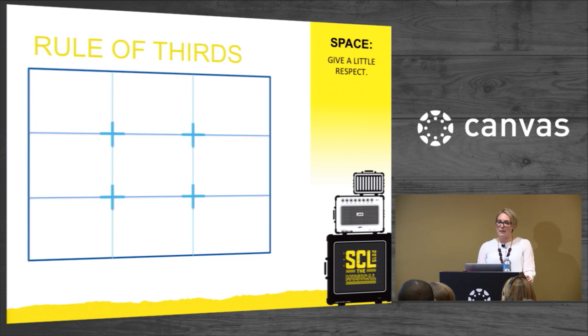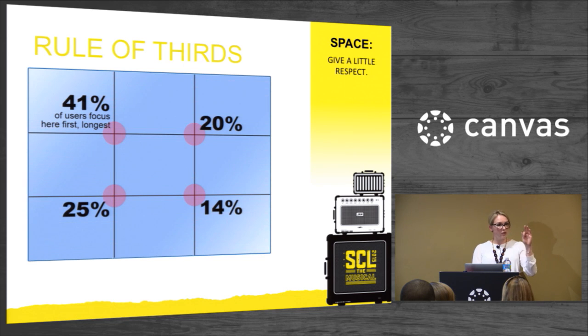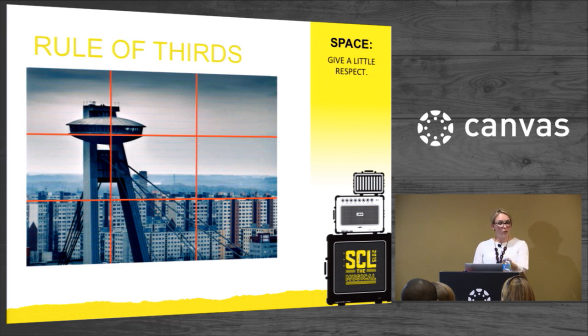So another thing to think about is the rule of thirds. A lot of photographers use this. The rule of thirds basically says that when you have a composition, you can break it into 9 equal parts. Okay? And wherever there's an intersection, that's where the eye should go. We'll notice that most users look at this top left one first, and that's because of our reading styles. Okay? We start with the top left and move down.